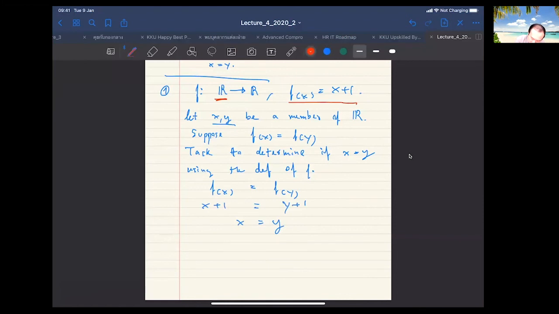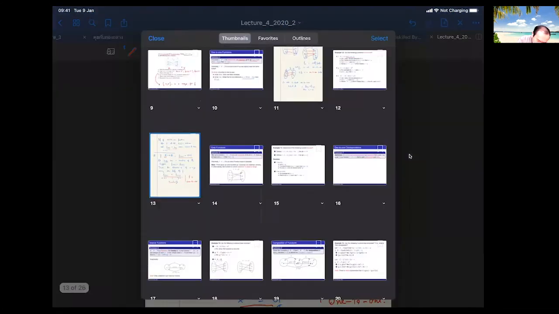So this shows that if f of x is equal to f of y, for any x, y that is in the domain, using the definition of f, I can conclude that x equals y, which shows that f is 1-to-1. Okay, f is 1-to-1 because of the definition. Just one more example, maybe the second one.